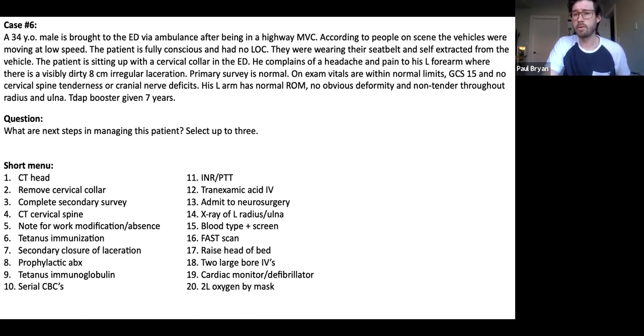So that's 90 seconds. I'll just kind of read through the stem a little bit in terms of what I'm thinking when I'm reading this. And that'll give you guys a little bit more time to select some answers.